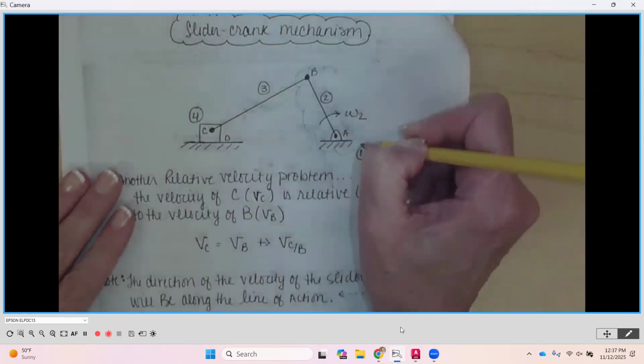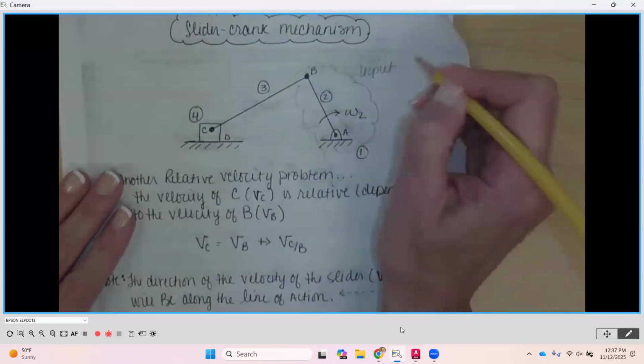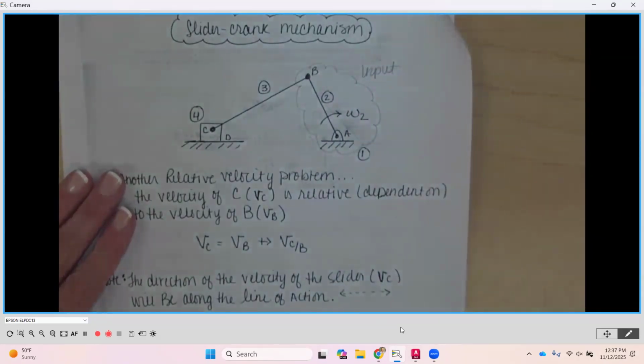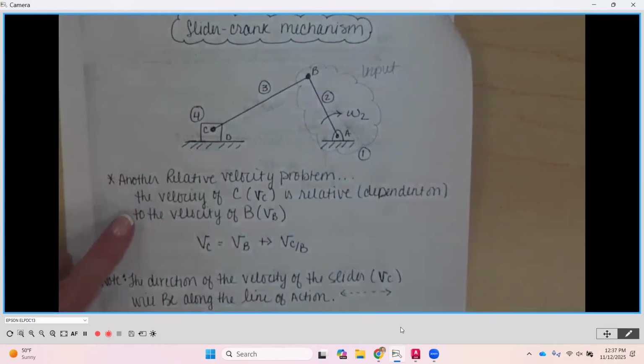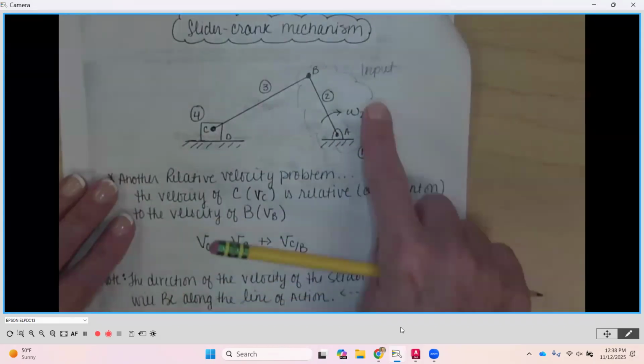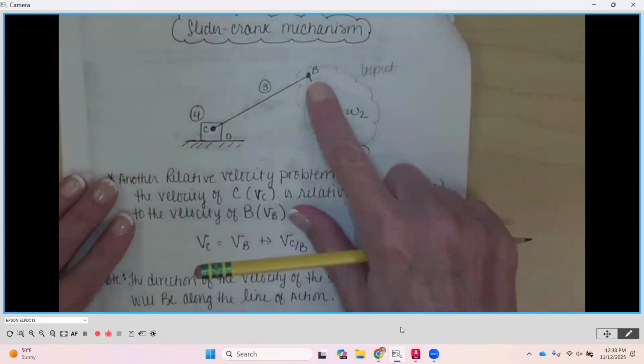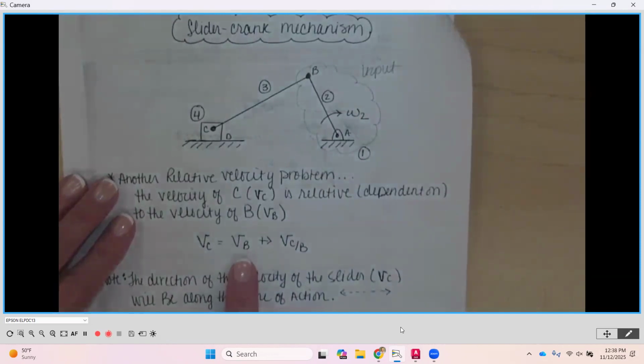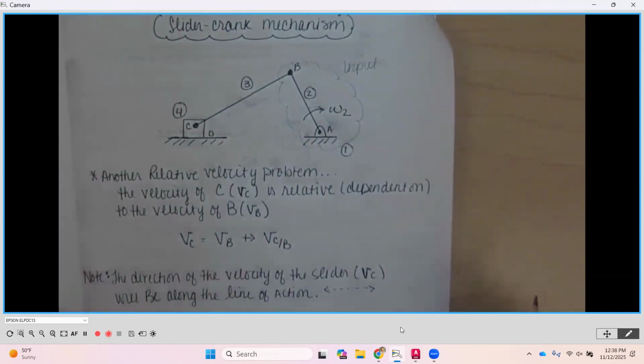Again, link number 2 would be our input, dictating and putting motion into this mechanism. Now we're going to use the same vector equation. The velocity of C is equal to the velocity of B plus, vectorially, C relative to B. Just like our last problem, we're going to start over here on the input, and point B is here. Draw in for me what you think the direction of the velocity of B would be.